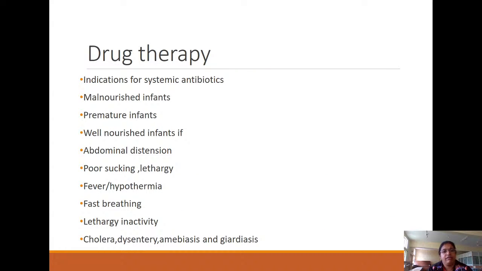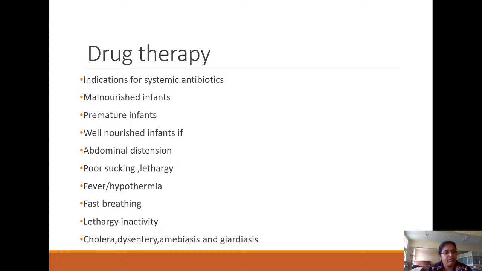Now drug therapy. Most diarrhea is viral and self-limiting, but you may have to use drug therapy in certain conditions. Systemic antibiotics are given in malnourished infants, like in severe acute malnutrition, where the child is predisposed to many infections and can land with sepsis and shock, so you are going to give systemic antibiotics.